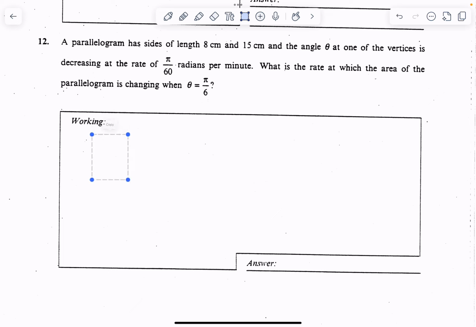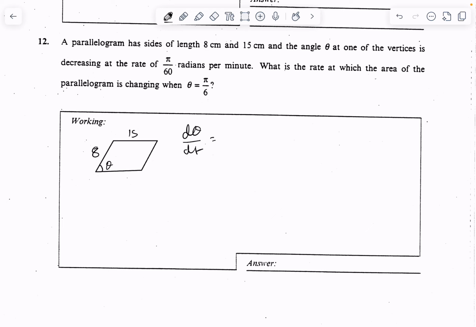So let's just go ahead and draw this parallelogram here. Like so. That's a bad drawing, but it's fine. So we'll take this one as 8, this one is 15. And this is going to be our angle theta here. And we'll say d theta by dt is going to be equal to minus pi over 60, because it's decreasing at pi over 60 radians per minute.